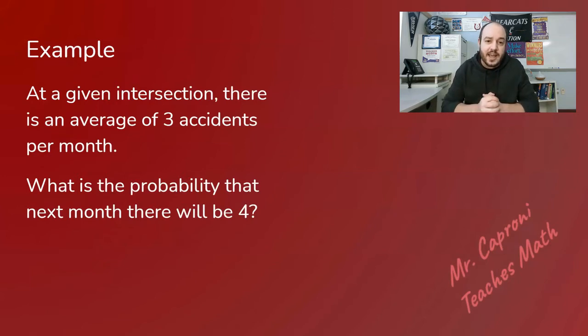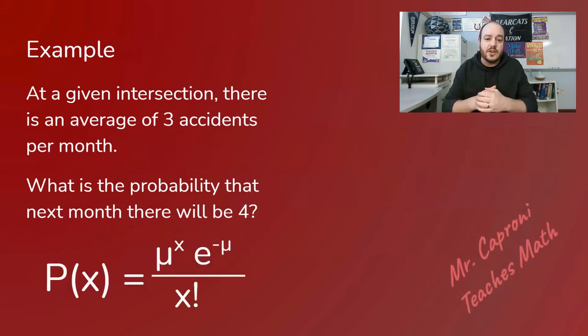So the example we've been looking at is: at a given intersection, there's an average of 3 accidents per month. What's the probability that next month there will be 4? Remember, if we have our formula down here, we need the mu, our mean or our average, and we need our x, the number that we're actually concerned about for this question. It mentions that 3 is the average, and don't forget, average and mean are the same thing. So our mu is going to be filled in with the 3, while the x is going to be filled in with that 4 that we're looking at. That's going to give us this equation down here. Remember, the e is a number, so we don't need to fill that in.